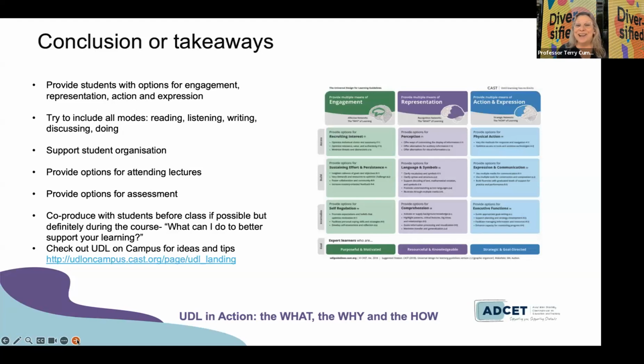Okay, keeping to my time, I'm already at the conclusion. So basically what I'm saying is to provide students with as many options as you can for engagement, representation, action and expression, organization. Try to include all of the modes. Support organization as much as you can. Provide those different options for attending lectures.